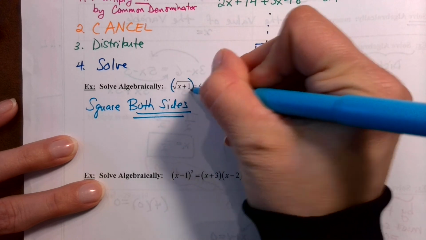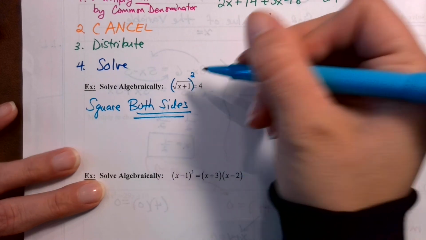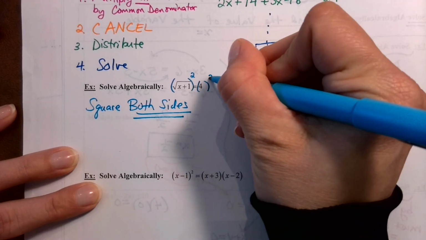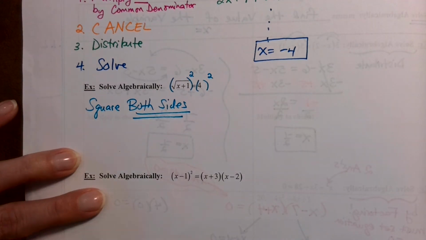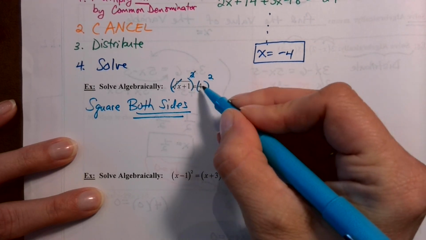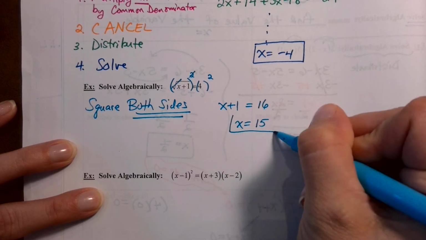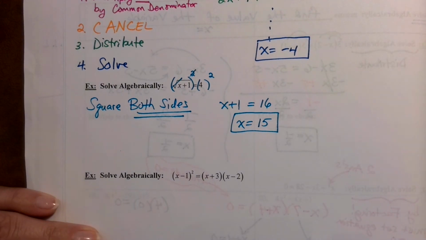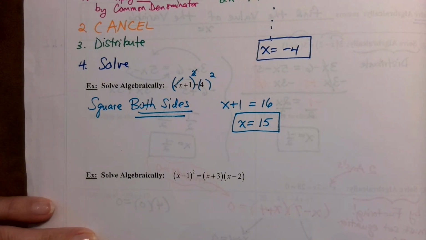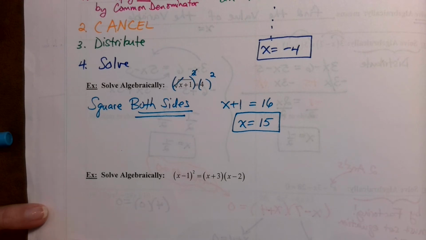So put parentheses around the left and say squared. That's going to eliminate the radical, but we're also going to have to square the right-hand side. Squaring the left-hand side, square and square root cancel. 4 squared is 16, and x equals 15. So when you have a square root, you square it. How do you think we would solve a cubed root? Yeah, we would cube both sides. Okay, next one.